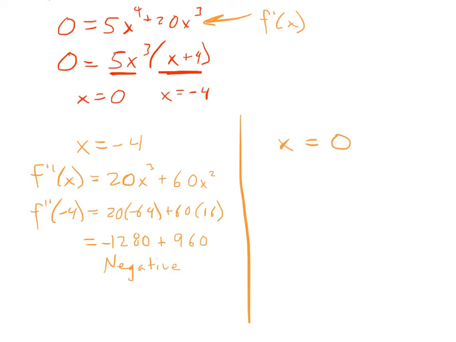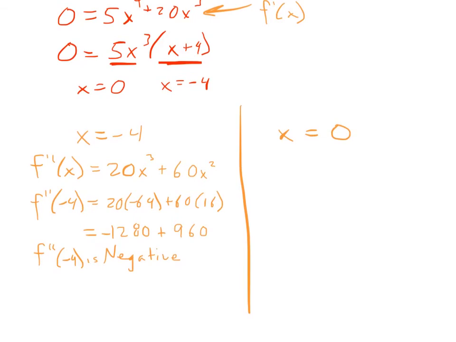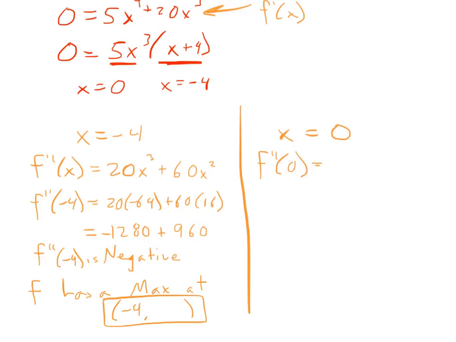Right? Because the second derivative is negative, it means we're thinking about a region that's concave down, and if it's concave down, it means that f has a maximum at -4, comma, whatever value we get by plugging that back into the original function. I'm going to skip over that in the interest of time. What about the other one? Right? What about when I plug 0 into the second derivative? When I plug 0 into the second derivative, I end up with 0, which is frustrating. When it's 0, it means the test failed.